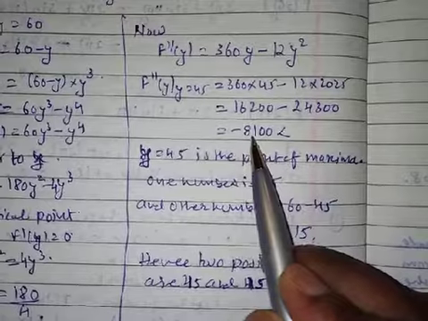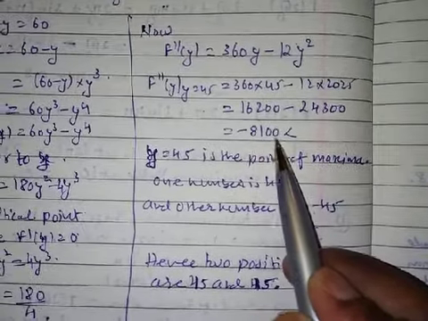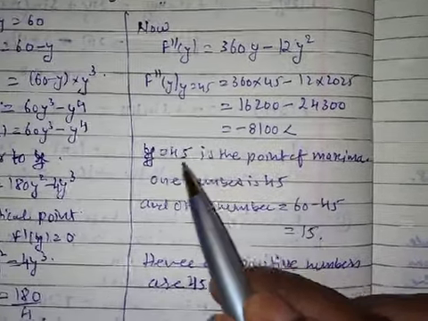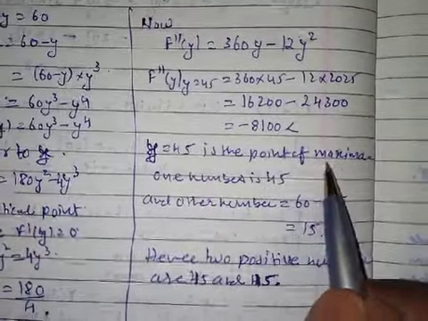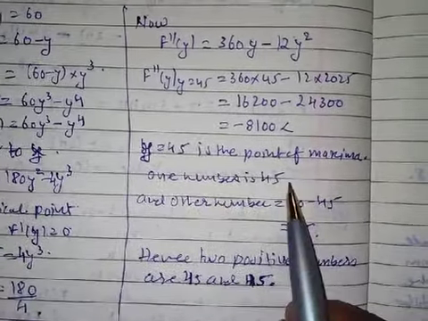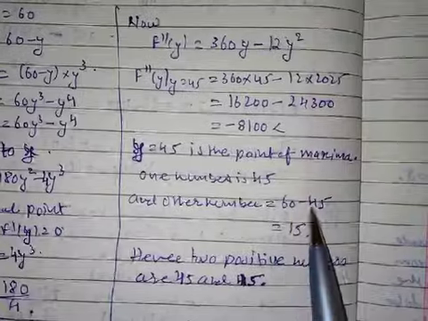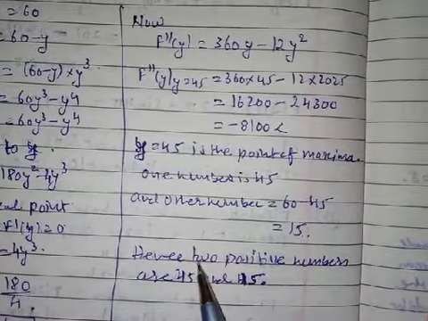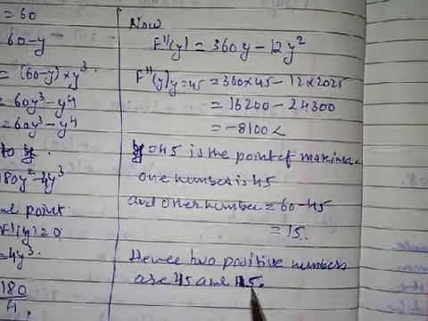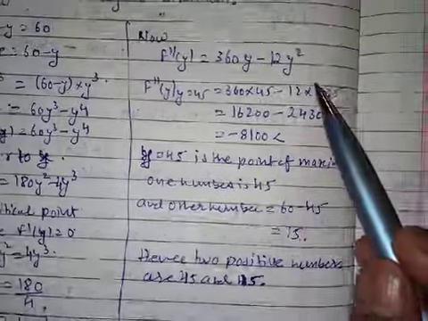Since it is minus 8100, which is less than 0, y is equal to 45 is a point of maxima. So one number is 45 and the other number is 60 minus 45, that is 15. Hence the two positive numbers are 45 and 15. Is it? You have to think here.